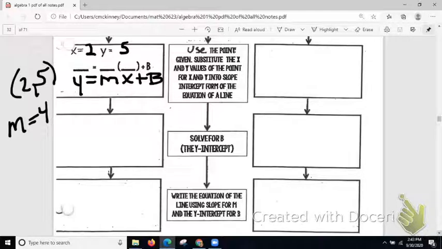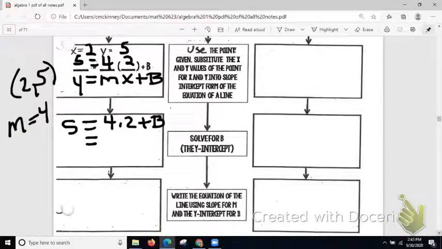So the y is that blank over on the left. This is supposed to be an equal sign, not a minus, by the way. So this is where the 5 belongs because it's y. M is 4 because we were told the slope is 4, and the x is 2. And then we're looking for what number would make this true. If this equation works for the point 2, 5, it means I have to be able to multiply 4 times 2 and add something to it that would make the answer turn out to be 5.